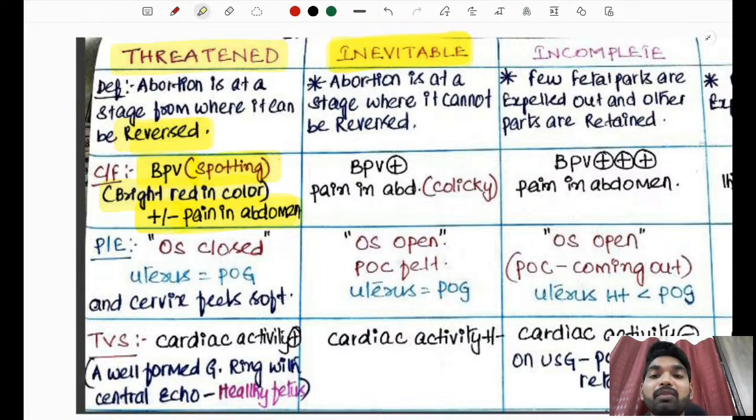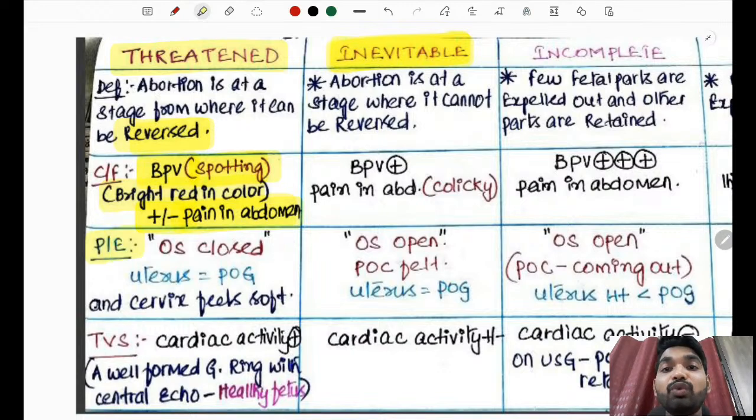Anusha is telling drops like bleeding. That is what we call spotting. Okay, we call it spotting, right? So abdominal pain may or may not be there.